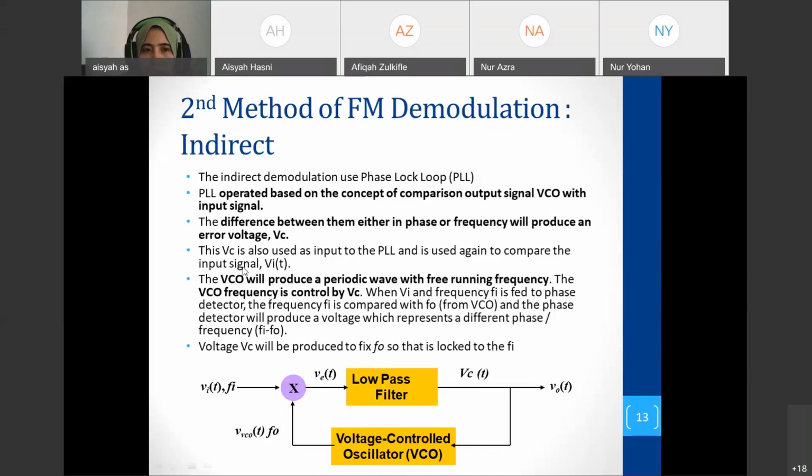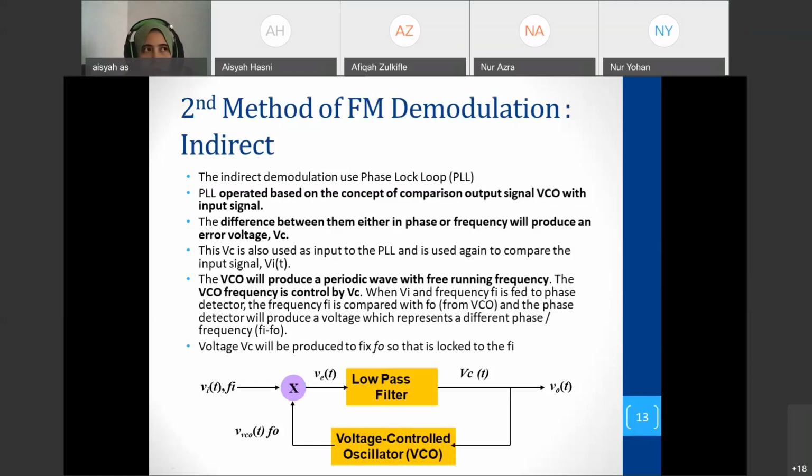So this VCO will produce a periodic wave with a free running frequency. This means when Vi and fi are fed to the phase detector, the frequency fi is compared with fo. If there is an error, actually the PLL is locked to a certain frequency.